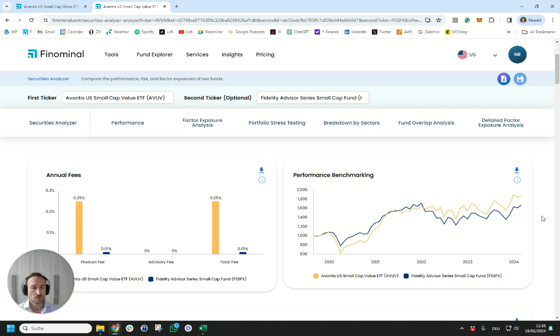So in a nutshell, AVUV is relatively cheap at 25 basis points. It does exactly what you would expect it to do, i.e. provide exposure to cheap stocks and to small caps compared to the S&P 500. Compared to its benchmark, it does look slightly different. But overall, what we like is that the factor exposures are very consistent, so you know exactly what you're getting.